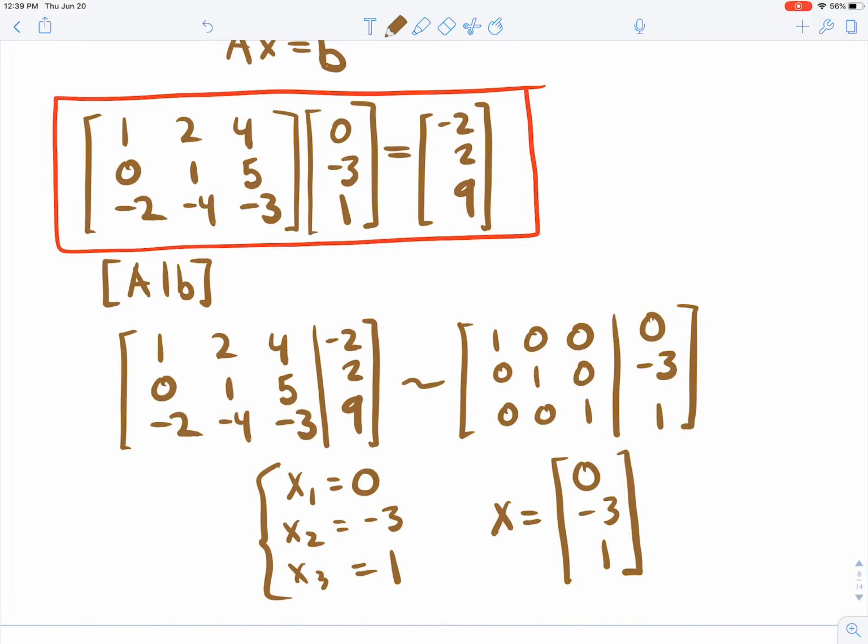This also tells you that there's a unique solution. We know that there's a unique solution because we have a pivot in every column of A.